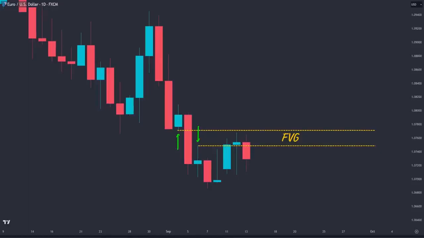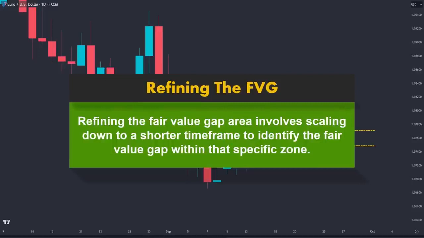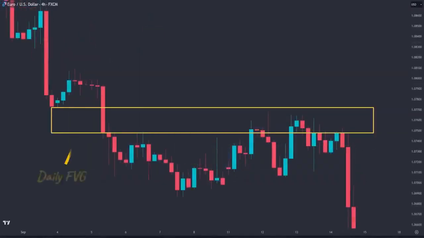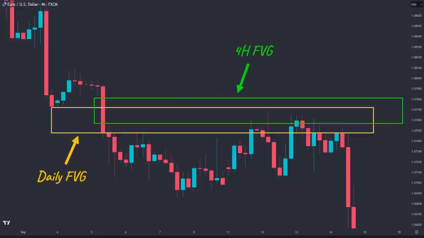fair value gap. Now, if you are a day trader, you will notice that this daily area is a large zone to look for trading opportunities. So that's when the concept of refining the fair value gap area comes in. Refining the fair value gap area involves scaling down to a shorter time frame to identify the fair value gap within that specific zone. For example, if we zoom into one time frame lower, which is the 4 hours chart, we can see that we have a fair value gap area in that time frame as well. Although our FVG area did not get any smaller this time, we have identified a zone where the daily and 4 hours fair value gap overlap, which makes it a powerful area to look for short entries.